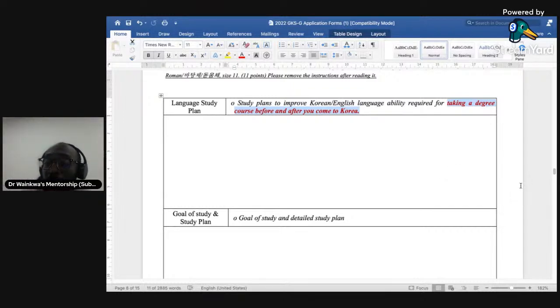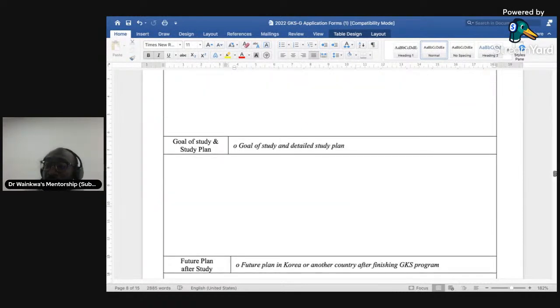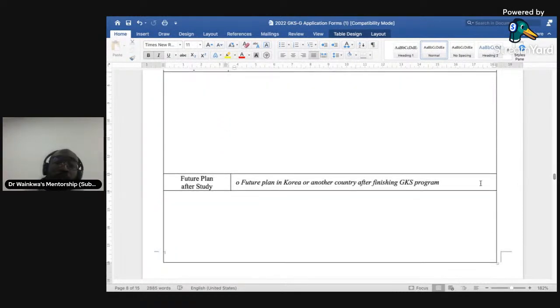So you're going to mention that in your application, and then you can sometimes support it with references, and if possible, quote one of the top researchers within your country. Then your future plan in Korea or another country after finishing. The good thing about the Global Korea Scholarship is that when you're done, you're allowed to stay in Korea if you want to stay. But if you want to go, you can go.